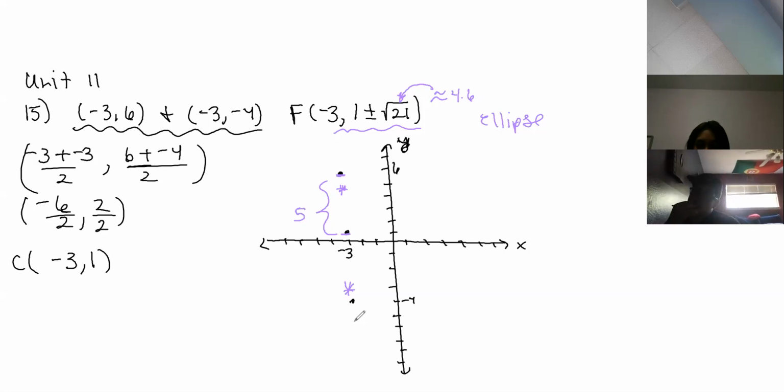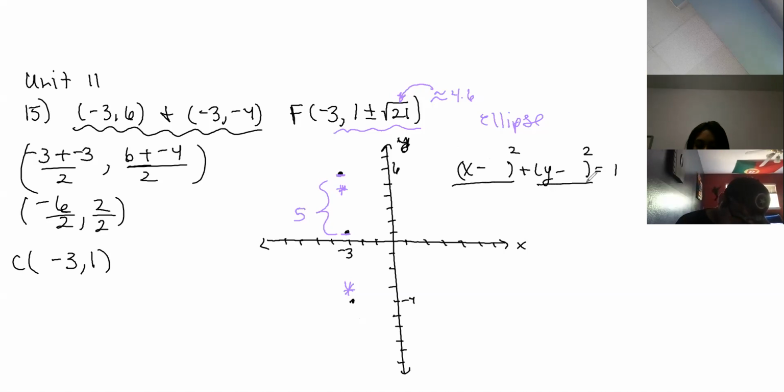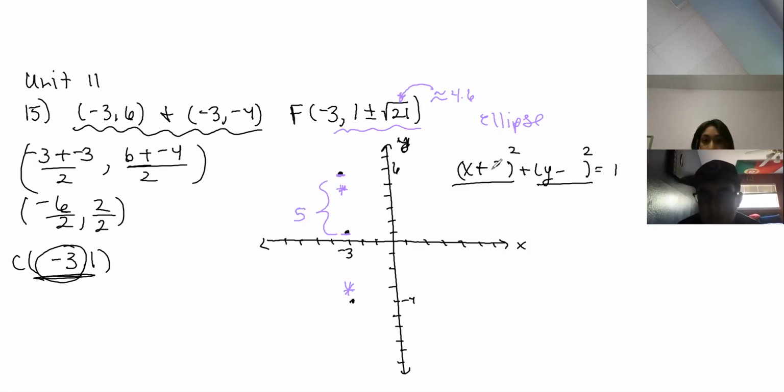Yeah. Okay, we have enough for part of it. We know it's an ellipse, so we know it's going to be x minus, plus y minus, equals 1 with squares there. And the center is what we're going to use. So x minus -3, the center is right here, would give me what? X minus 3 or plus 3? Plus 3. Yep. And then y minus 1 or plus 1?